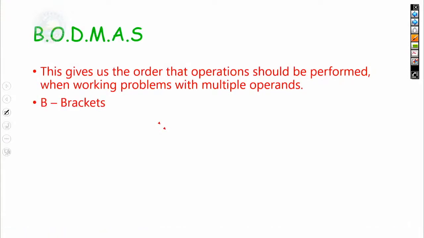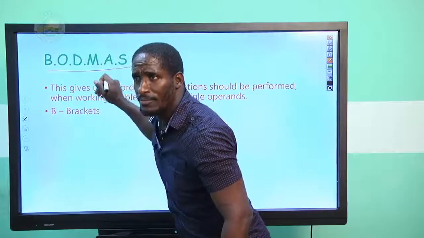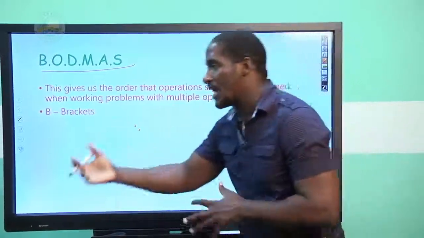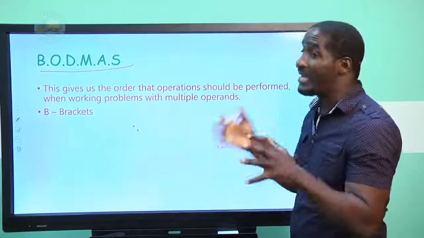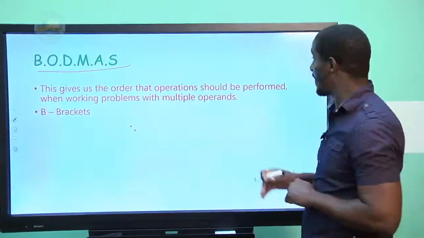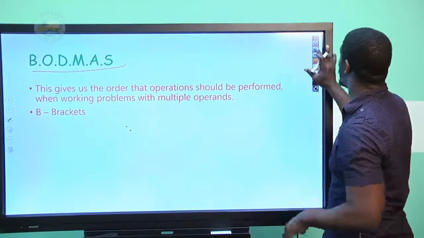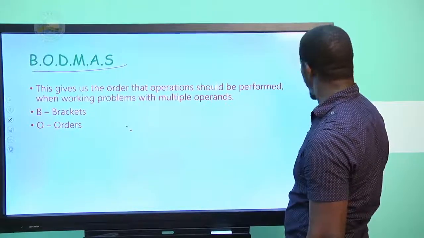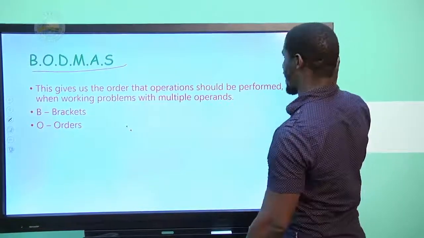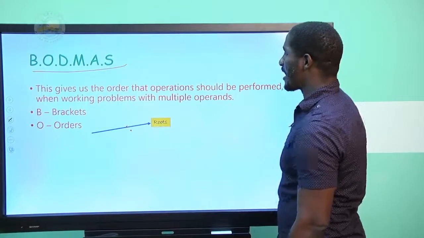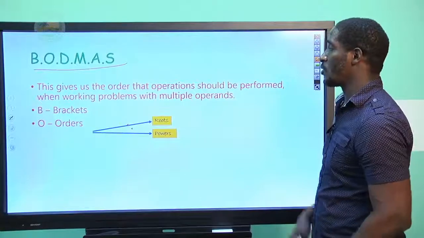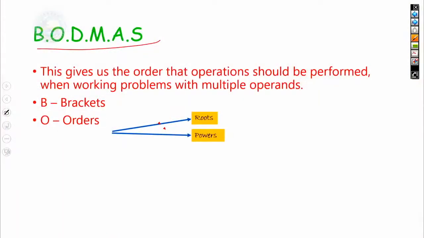BODMAS is an acronym. That means for us in mathematics, the B stands for brackets. When working problems with multiple operations, we are to do brackets if brackets are there. If brackets are not there, then we move on to the other one. Then we do O. What does O stand for? O stands for orders. What are orders? Your orders are your roots and your powers. So if you have roots and powers in your problem, you are to do those right after you have worked out within your brackets.